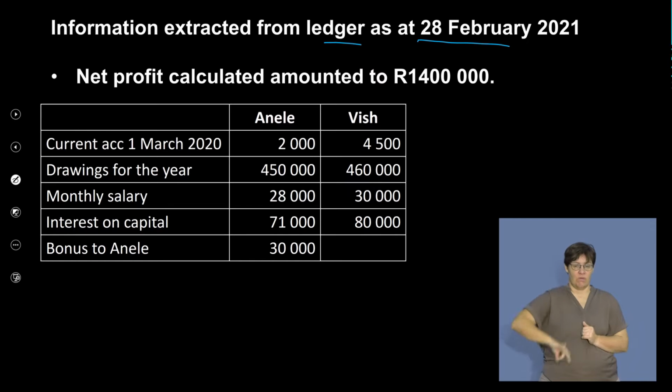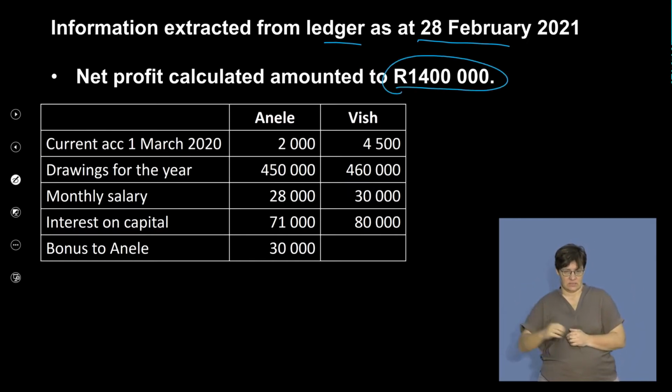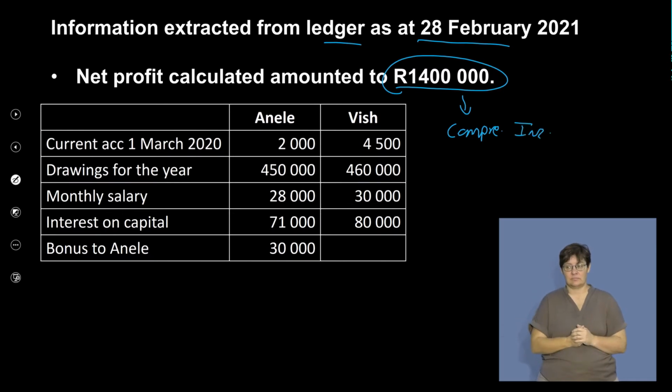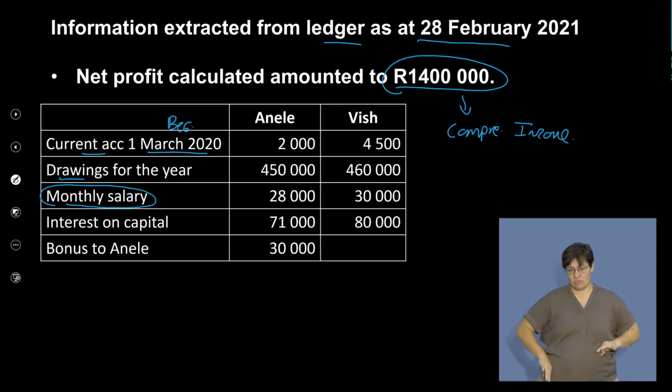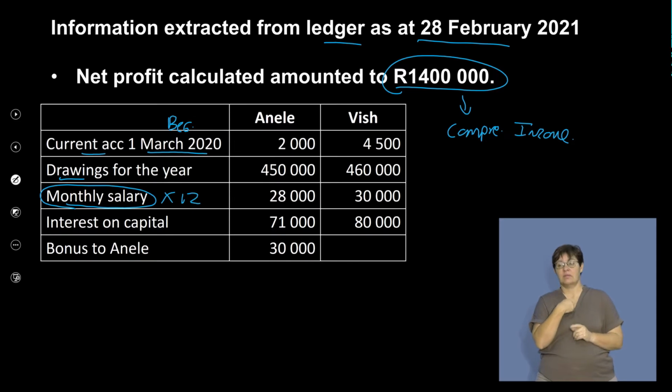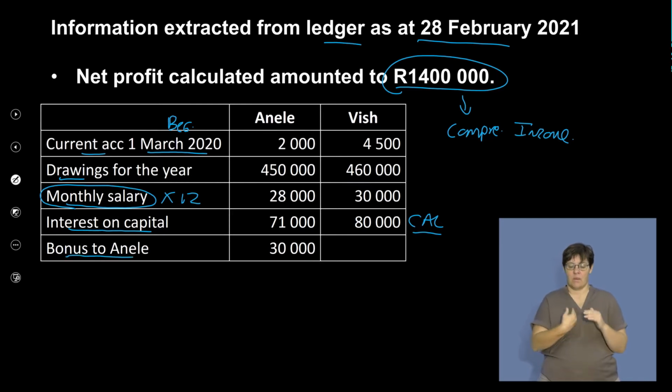Net profit calculated amounted to 1,400,000. Obviously this is coming from your statement of comprehensive income. So the net profit is given to me, I don't have to calculate that. And then I'm given information in terms of current account balances on the 1st of March 2020, so at the beginning of the year. Then they've also given me drawings for the year for both partners, and their monthly salary. Immediately, with monthly salary, I'm going to remind myself I have to multiply this by 12 because I want their annual salary. Interest on capital is already given to me, so I don't have to calculate it. Remember, normally this would require a bit of calculation, and then there is a bonus that is given to Anele.